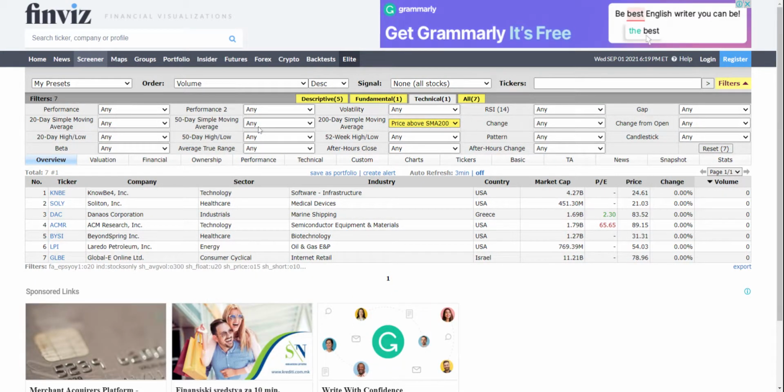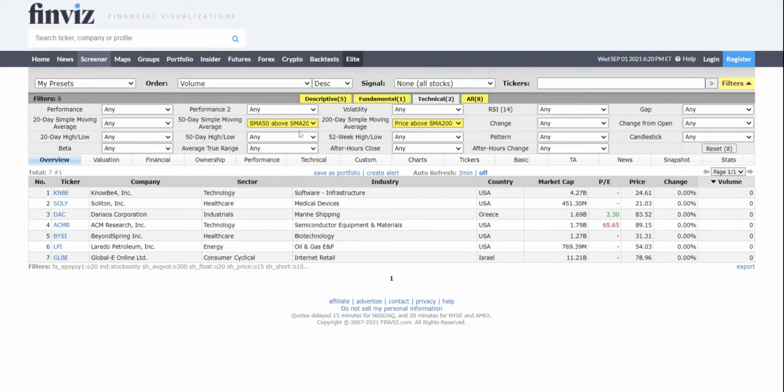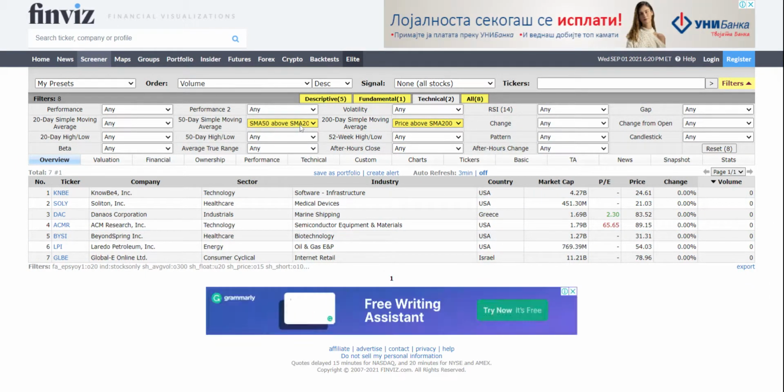On the 50-day simple moving average, what we want to fill out will be, again, the closing prices of the previous 50 days, kind of the average. What we want to fill out right here is for it to be above the 200 moving average. Let me just find it for you. Yeah, just like that. SMA 50 to be above SMA 200.